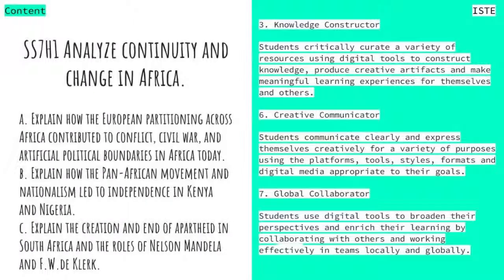These are the standards being used for my lesson plan project. The content standards deal with history in Africa, particularly Nelson Mandela and F.W. de Klerk and apartheid. And then on the right hand side, you can see the ITEC standards.